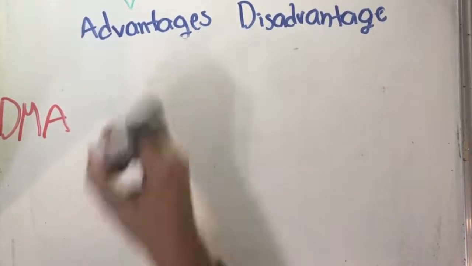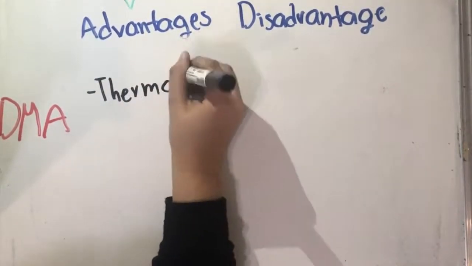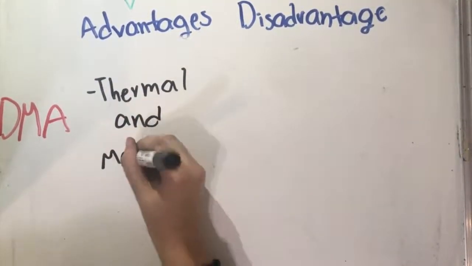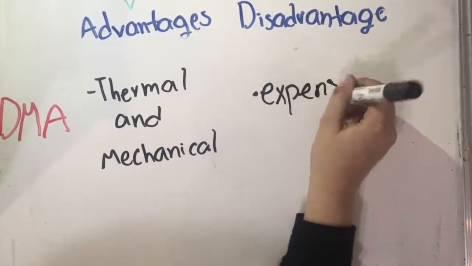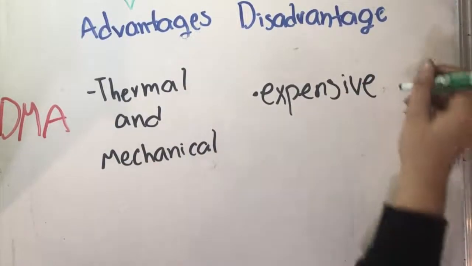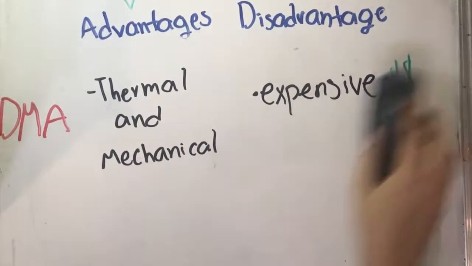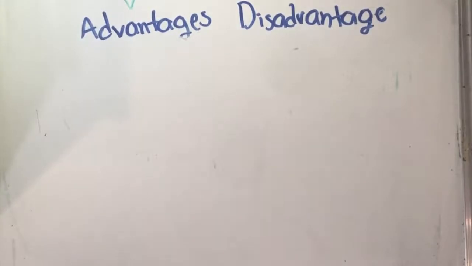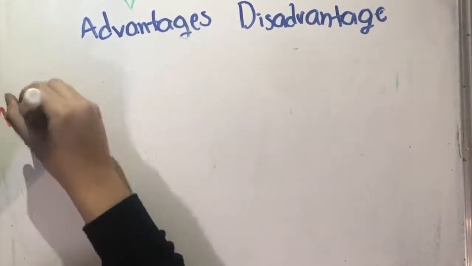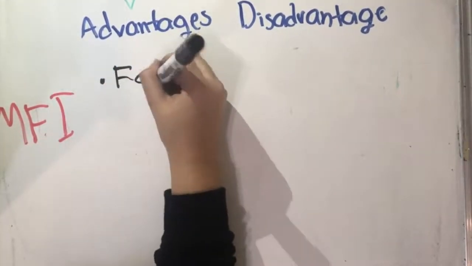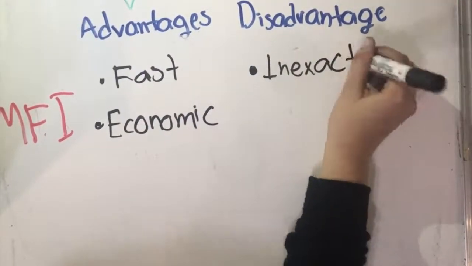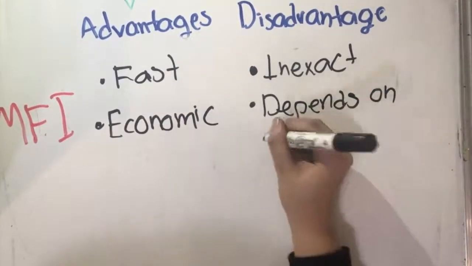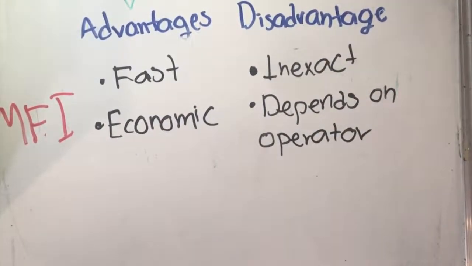An advantage of DMA is that it can be used to determine thermal and mechanical properties and you can change the mode of the instrument by changing the test. As a disadvantage, DMA requires a DMA controller to carry out the operation, so the cost of the system increases. Finally, the advantages of MFI are that it is fast, cheap, and the method is standardized. However, it is not so exact and it greatly depends on the operator.